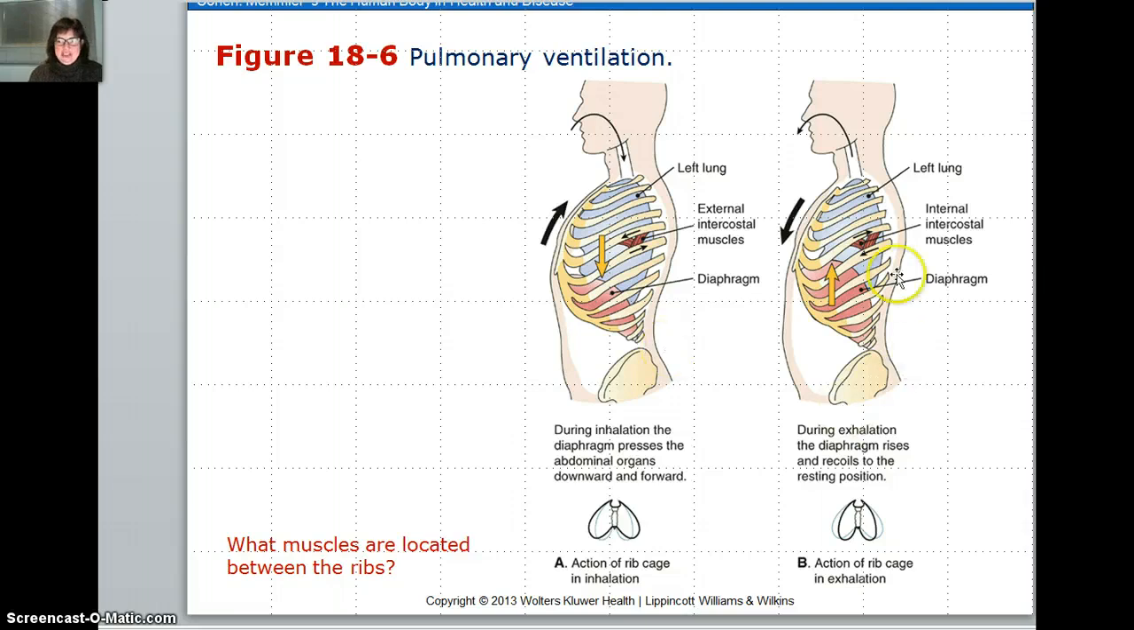And then to expire your air in normal ventilation, the diaphragm muscles and the external intercostal muscles relax. And you have normal expiration by the recoiling of the lungs pushing the air out. In situations of forced air, you will have the internal intercostal muscles contracting, forcing the air out.